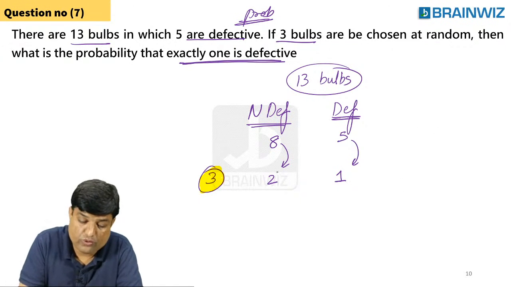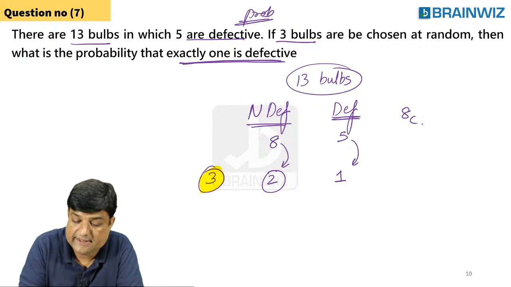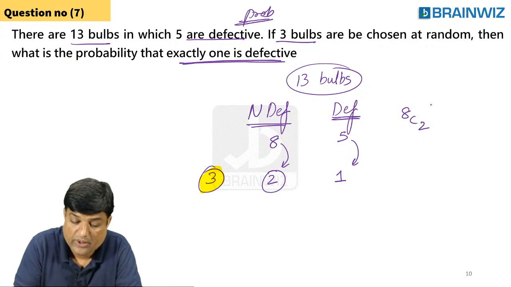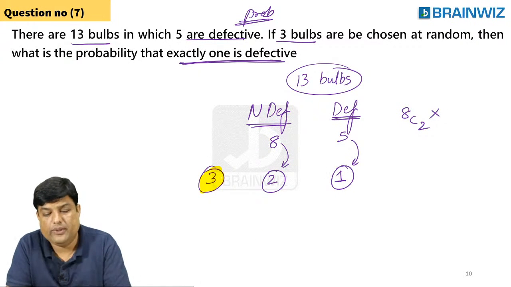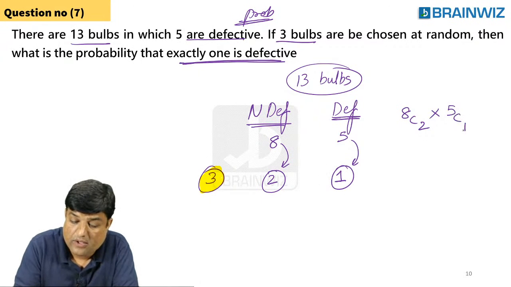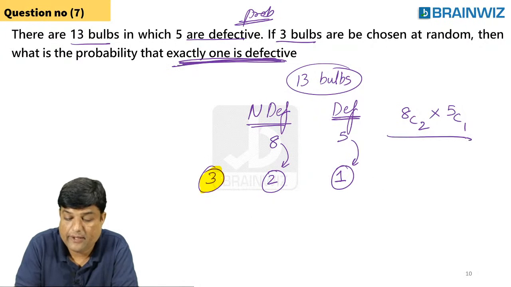So how many ways can you choose 2 bulbs from 8 bulbs? That is 8C2. Into how many ways can you choose 1 from 5 defective bulbs? That is 5C1. So this is the condition he told: exactly 1 defective is satisfying, divided by the total. This is the favorable case, guys.